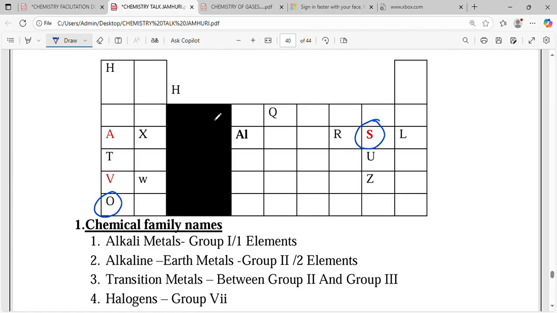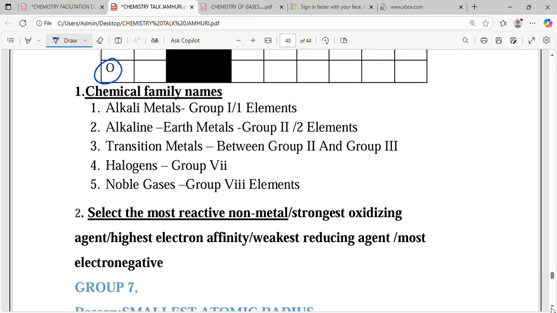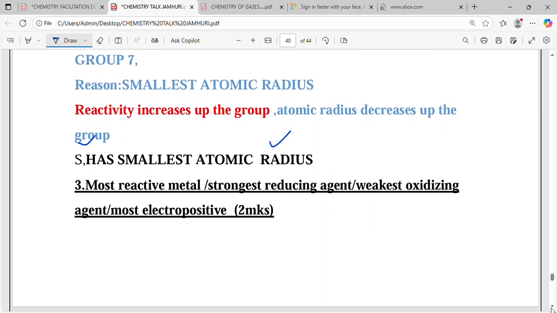So are the elements in the same period? A and S are in the same period. So atomic radius decreases across the period. So it means A is larger than S. Reason: A has fewer protons.